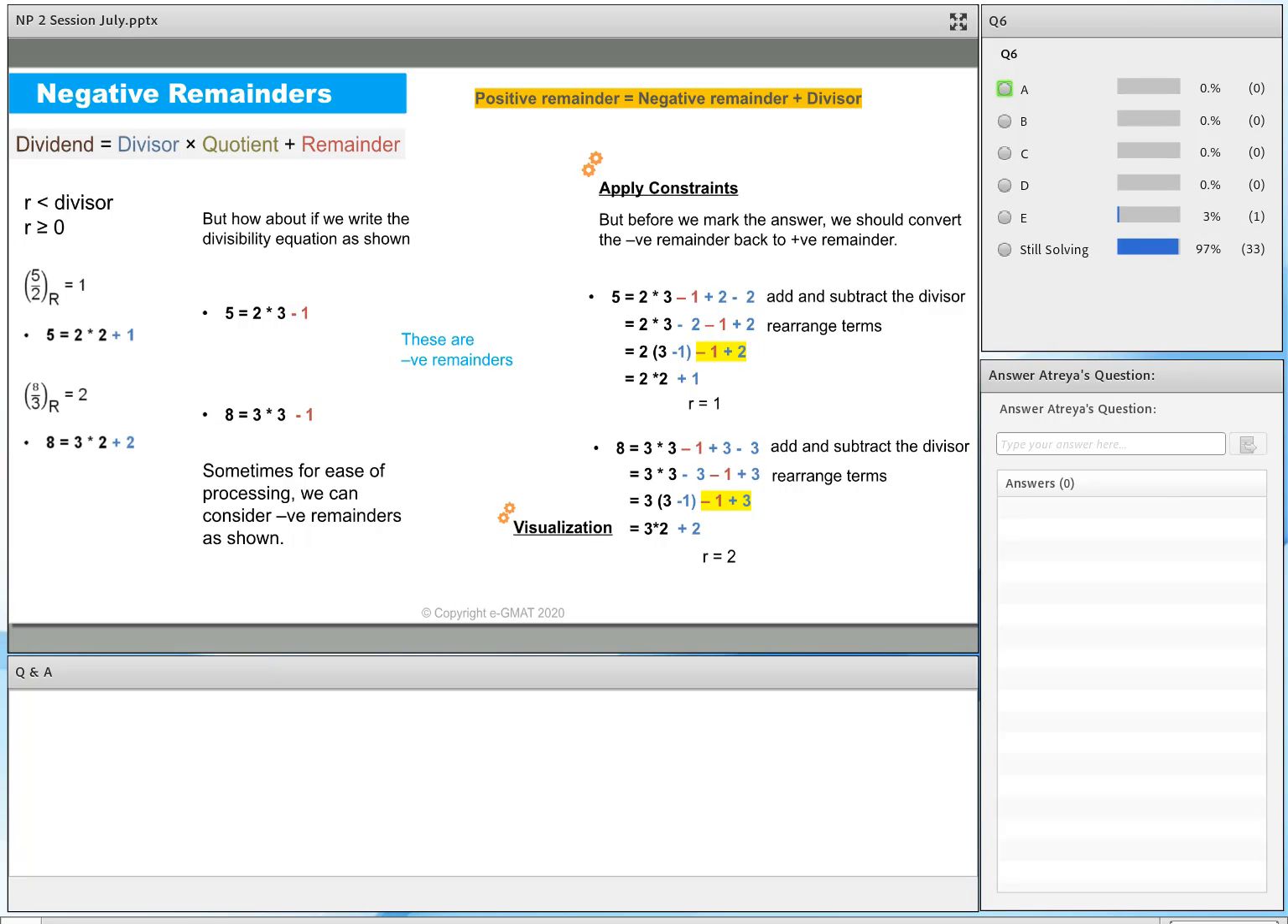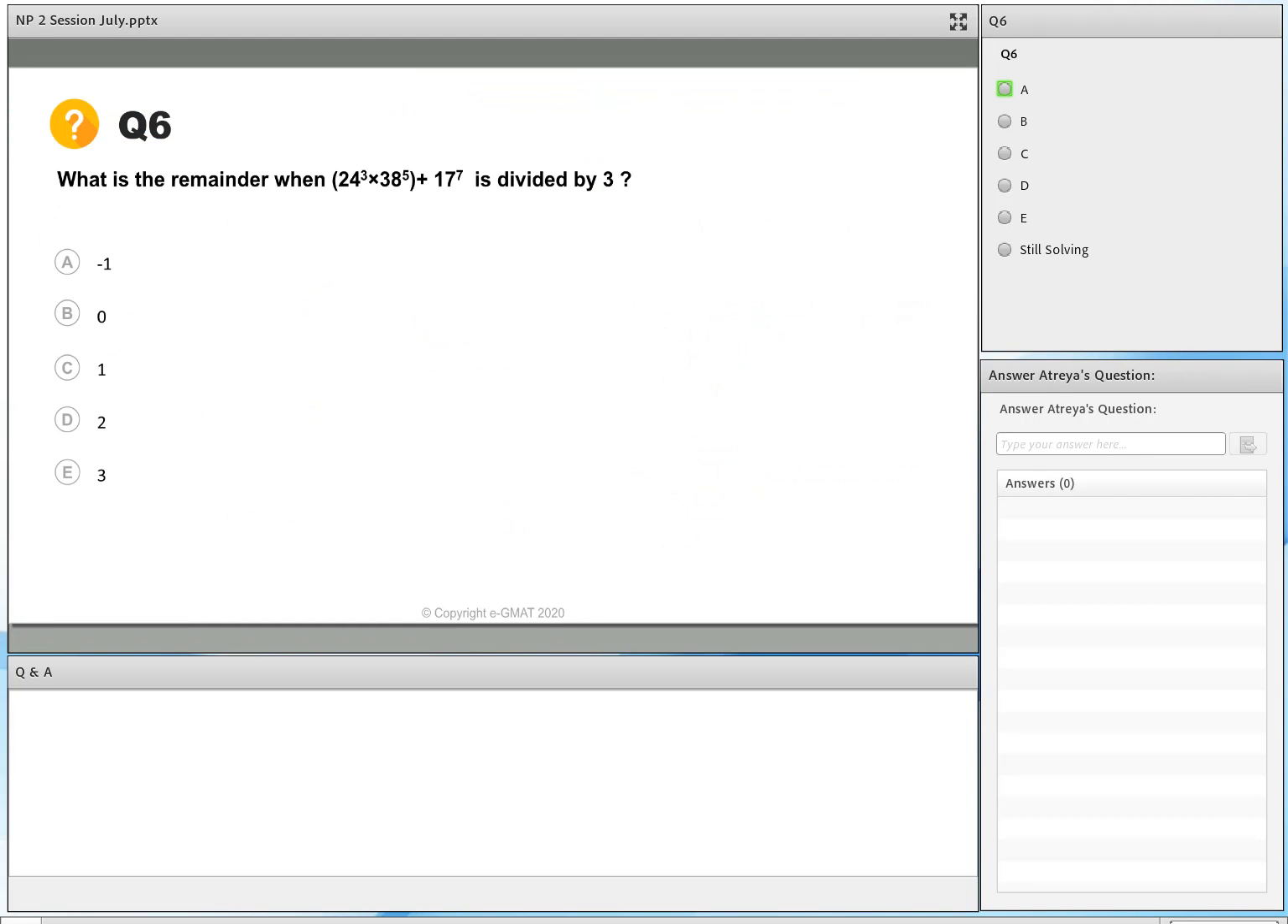Okay, I have 33 people, guys. Very quickly, please. I have 34 people. I need 50 people to mark as still solving. Let's get to that 50 number very quickly. I'll give you the next question. Perfect. Let's move to question number 6. All the best for this one.